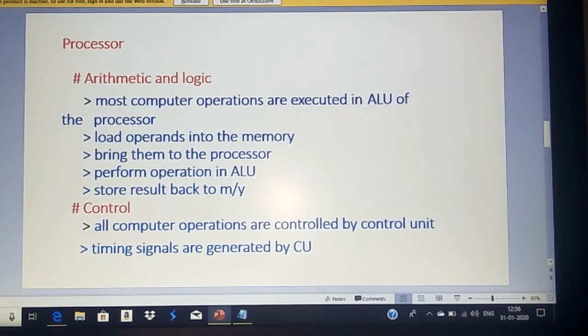Then arithmetic and logic unit. In a computer, most operations are executed in the ALU of the processor. It loads operands from memory, brings them to the processor, performs operations in the arithmetic logic unit, and stores the result back to memory. These are the various functions performed in the processor by the arithmetic and logic unit. Then control unit: as we said, all the computer operations are controlled by the control unit, and here the timing signals are also generated by the control unit.